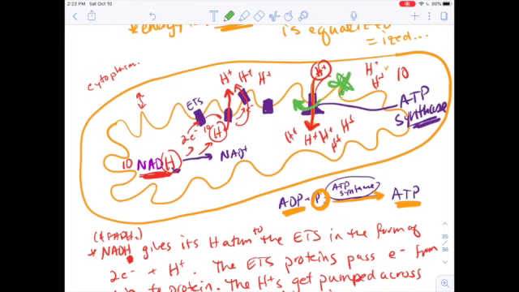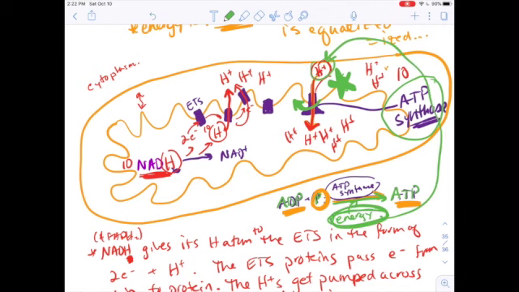This is the same thing as generating electricity through hydroelectric power. ATP synthase is a mechanical enzyme. You know that ADP getting its phosphate group back to form ATP takes energy. This energy comes from the flow of these protons up here through ATP synthase.